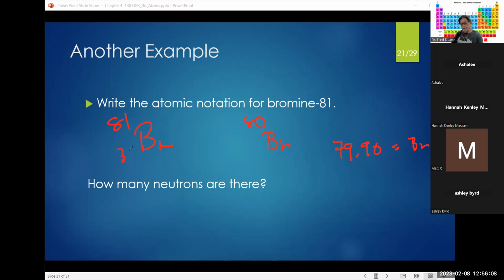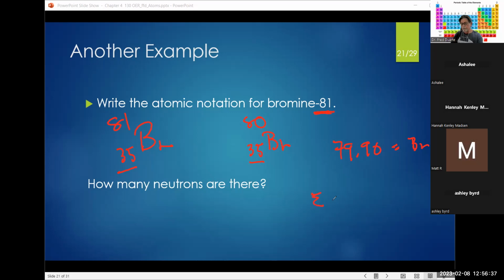So the notation for both of them is as follows. You've got 81 in the upper left, superscript left, and you're told what that mass number is. So you don't have to search for it. Okay, it's right there. And then both of these have the same, it's still bromine. Nothing's changed. It still has the same number of protons. So how many electrons does bromine have?